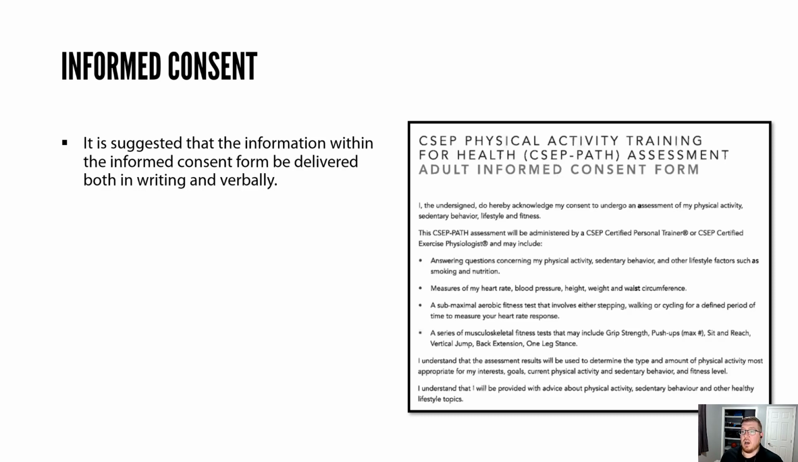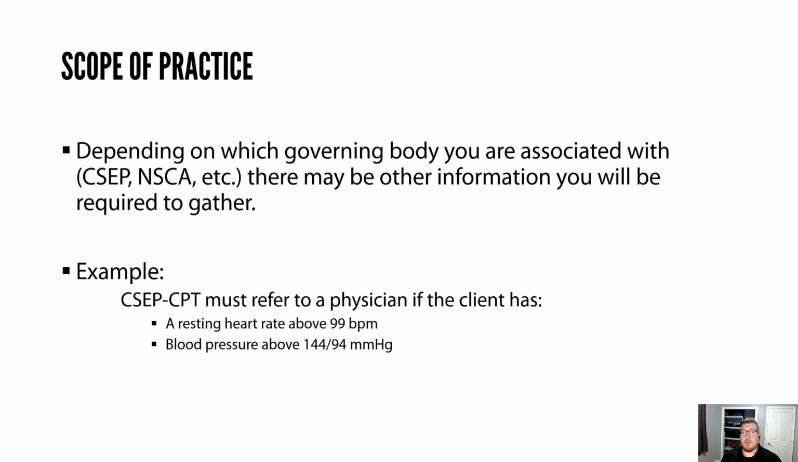It begins by saying, I, the undersigned, do hereby acknowledge my consent to undergo an assessment of my physical activity, sedentary behavior, lifestyle, and fitness. It then goes on to talk about answering questions concerning physical activity, sedentary behavior, and other lifestyle factors such as smoking and nutrition, measures of heart rate, blood pressure, height, weight, and waist circumference, a submaximal aerobic fitness test that involves either stepping, walking, or cycling for a defined period of time to measure your heart rate response, and a series of musculoskeletal fitness tests that may include grip strength, push-ups, sit and reach, vertical jump, back extension, and one-leg stance. So this form basically outlines exactly what's going to go on so the individual has a clear understanding of what they're partaking in. Next, we have scope of practice and your governing body.